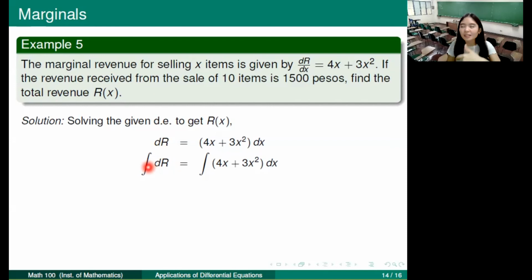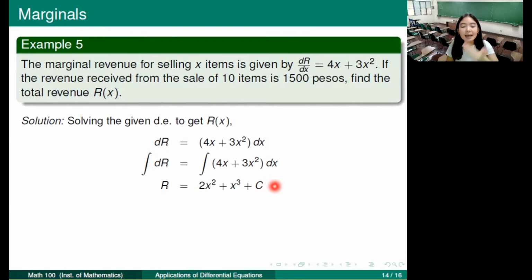Okay, capital R is being treated as a dummy variable lang. So, that left side will just be simply R. Yung ating right side, we are integrating here with respect to X. Kayang-kaya, polynomial naman lamang. So, ayan siya. And then, of course, don't forget your plus C. Plus C here denotes a constant of integration.